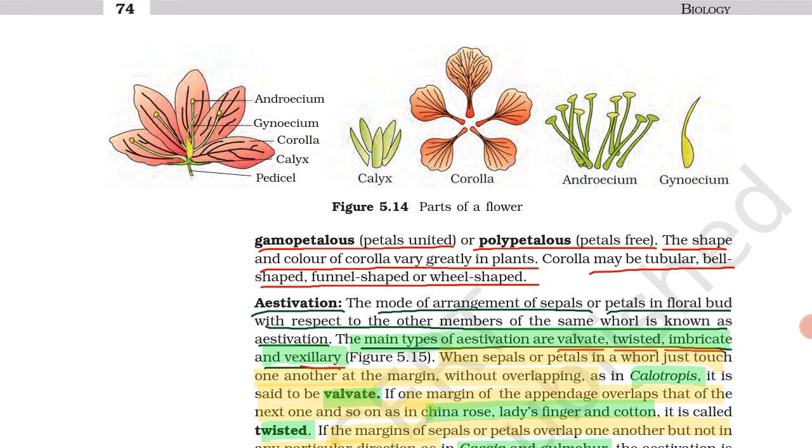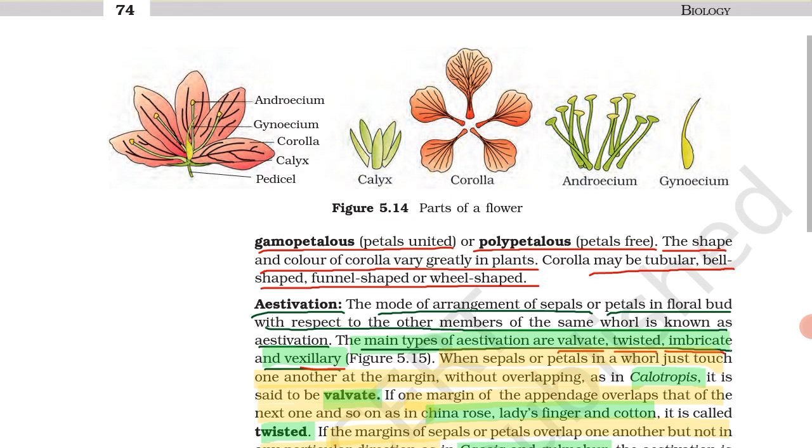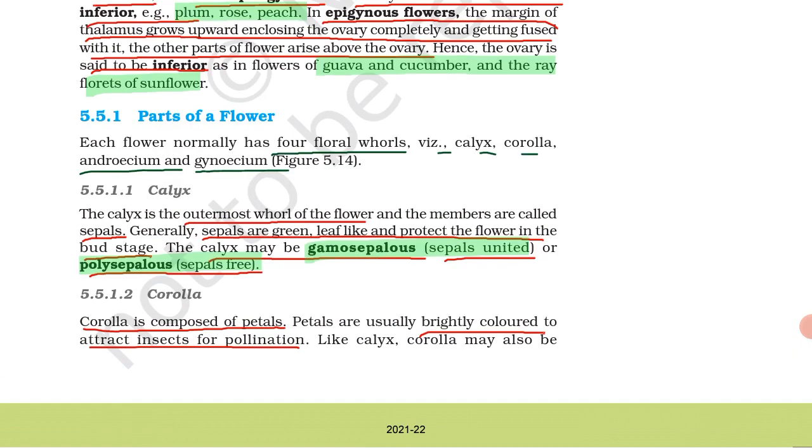The shape and color of corolla vary greatly in plants. Yes, we see different kinds of flowers and different colors of flowers. According to the color of the flower, the color of corolla or petals greatly varies. Corolla may be tubular, bell-shaped, funnel-shaped or wheel-shaped. In those flowers, the petals may be different. So let's revise corolla once.